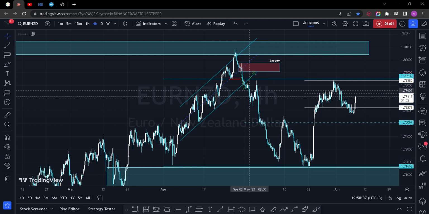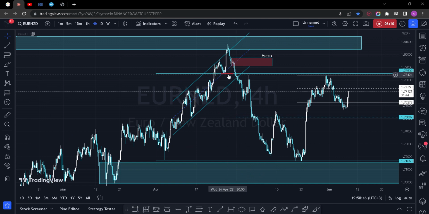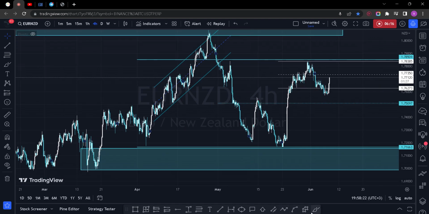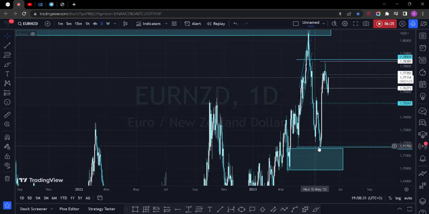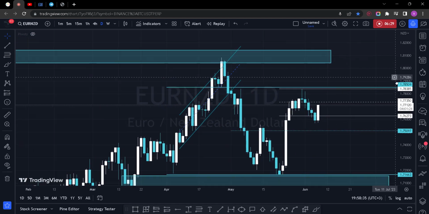So price did not give me that. So I did not enter this short right here. I waited for it to develop. So after observing price for some time, this entire move down, having missed an entry, I zoomed out and observed this.